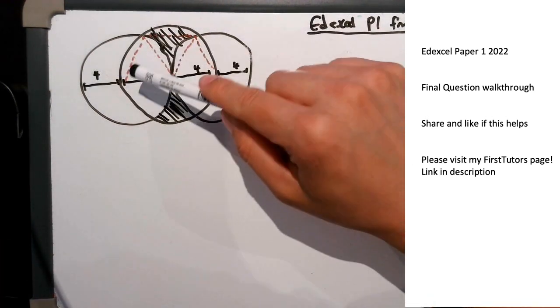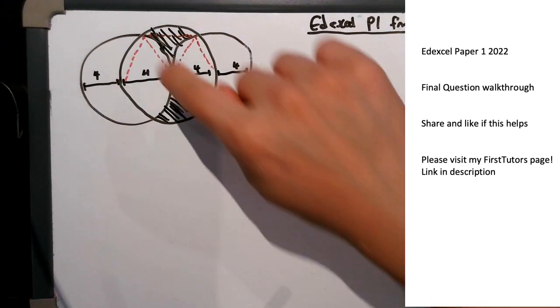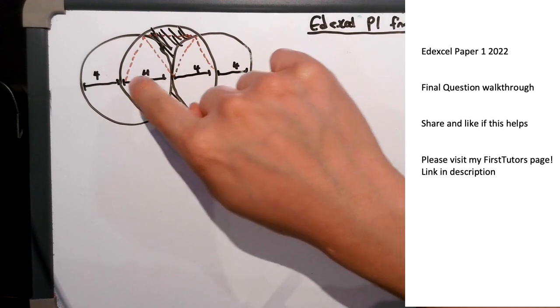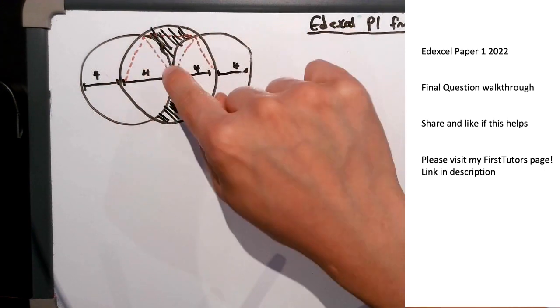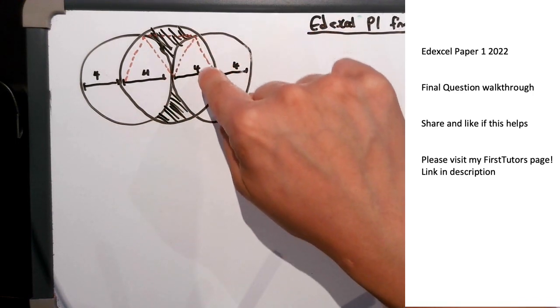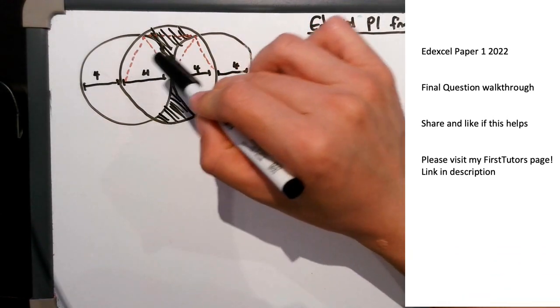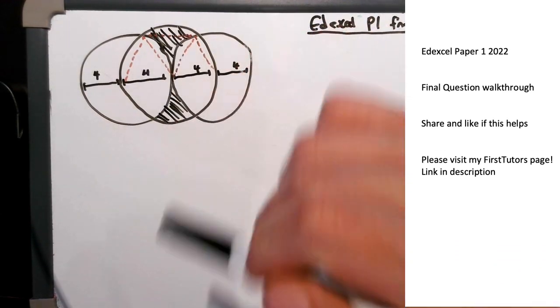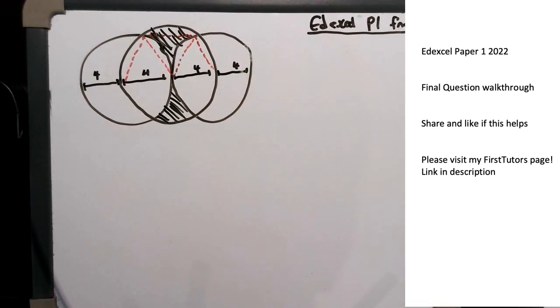Okay, so you can see I've drawn 3 equilateral triangles here in red dotted lines. Now, this line is a radius from the center of the left circle. These two lines are radii from the center of the middle circle, and this line here is also a radius from the right circle. So all of these red dotted lines are therefore 4 centimeters as well, which means these 3 triangles are actually equilateral triangles.